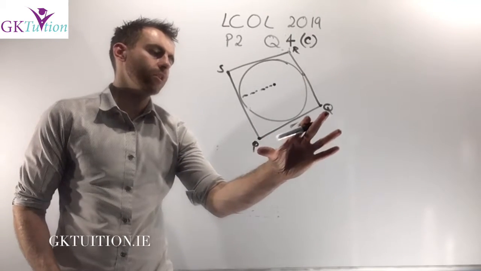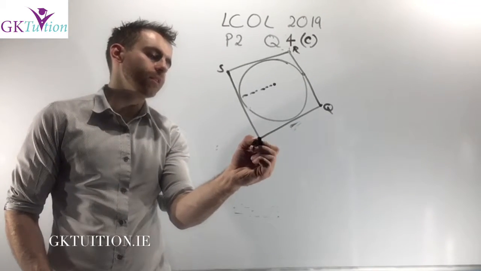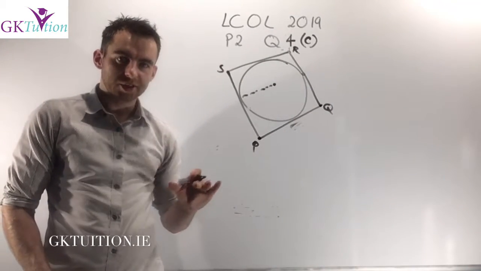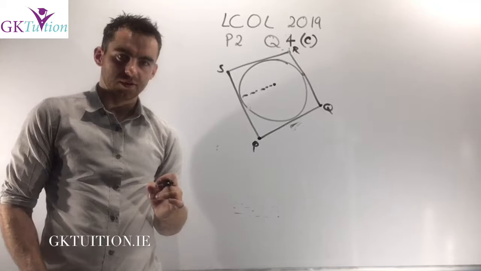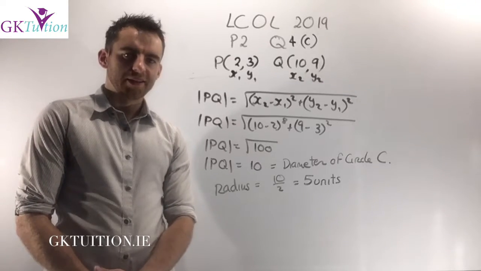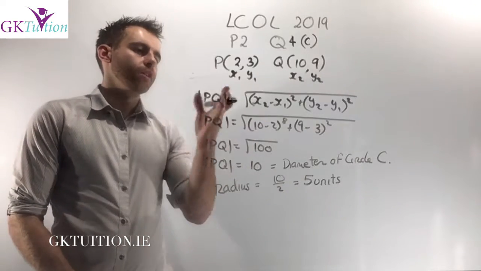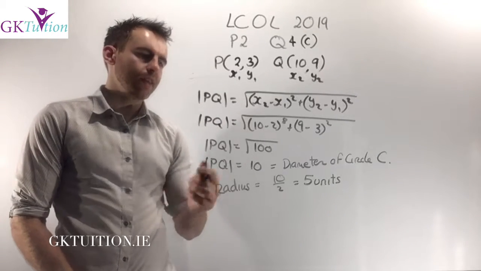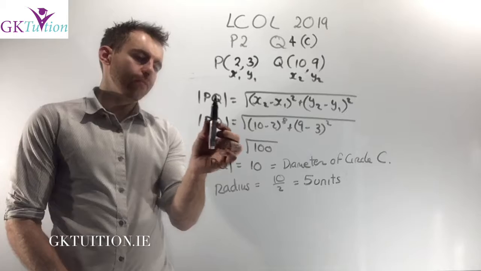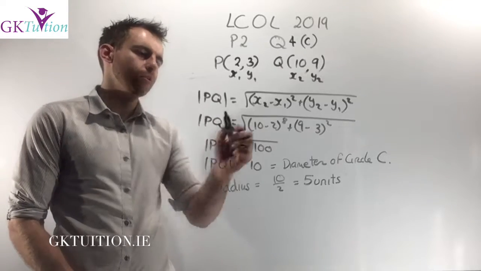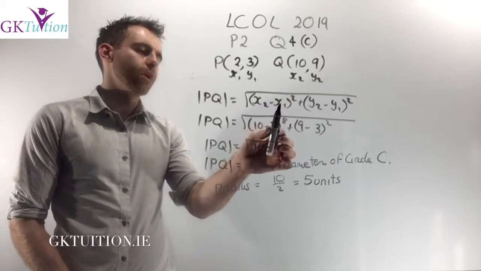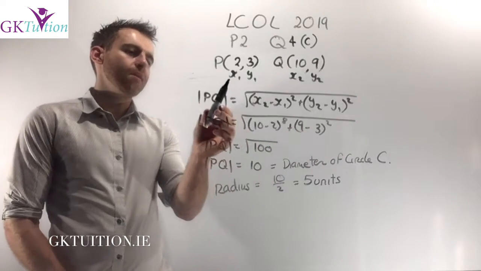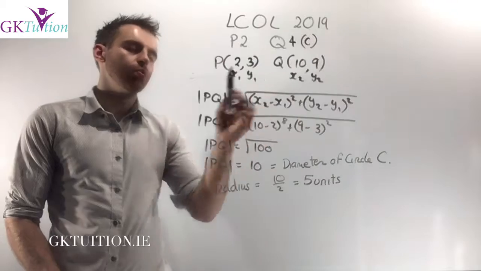In this case, I'm going to use the distance formula to figure out the distance from P to Q. That's the diameter of the circle. Just divide it by 2, and that tells me the radius of the circle. So in order to get the distance from P to Q, I just need to use my distance formula. If you go to page 18 in your maths tables, the distance formula for the distance from the point P to the point Q is the square root of x2 minus x1 squared plus y2 minus y1 squared, where I label this as x1, y1 and x2, y2.